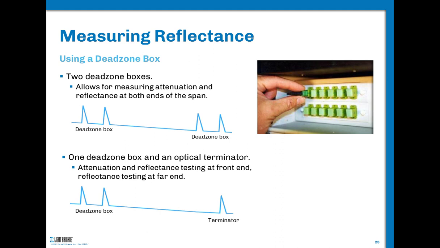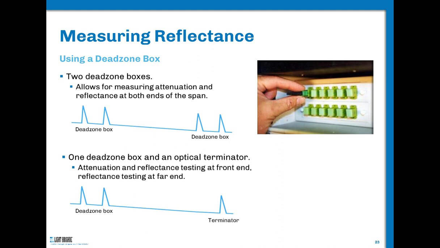That means that we can measure the reflectance at the far end, but we can't measure the attenuation through the connector and the pigtail splice. So the top graphic is the recommended one, with two dead zone boxes in use. And of course, this also means that you have two people, where OTDRs have typically and historically been a one-person instrument. Now we have to have somebody cleaning the connector at the far end and changing the dead zone box port to port as well.